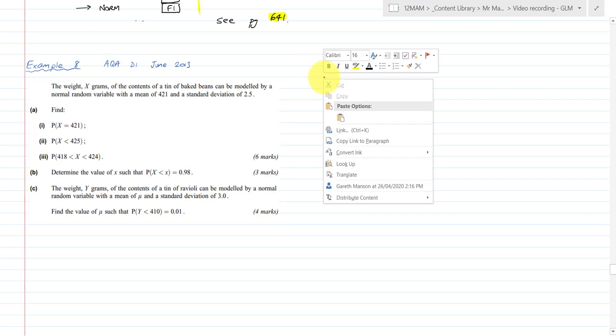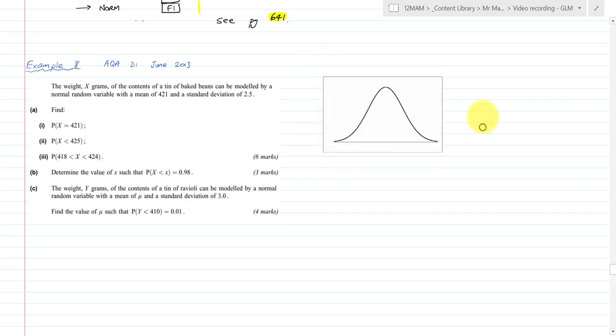So again, I have copied this, and I can see that the mean is 421, and then the standard deviation is 2.5. So there's 423.5, here's 426, up there is 3 standard deviations, which is 428.5, so on and so forth. Find the probability that x equals, so this is A, part 1, the probability that x equals 421.